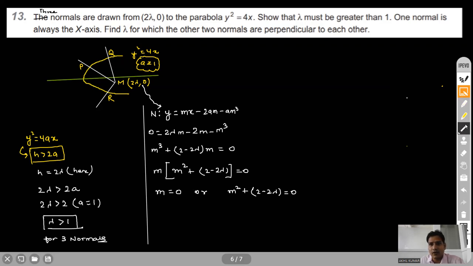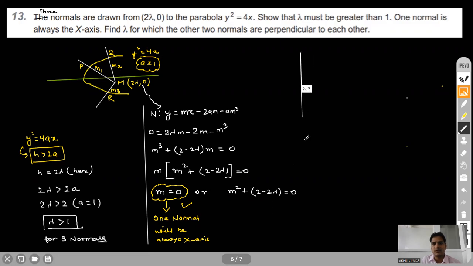As I already told you, the slope of PM will be M1, the slope of QM will be M2, and the slope of RM will be M3. So one of the slopes is zero. What does it mean? One normal will always be the x-axis. In the drawing it is not evident, but this is a rough sketch. So one normal will always be the x-axis. Okay, so this second part is also true.